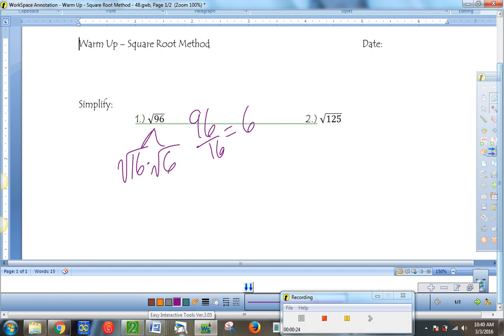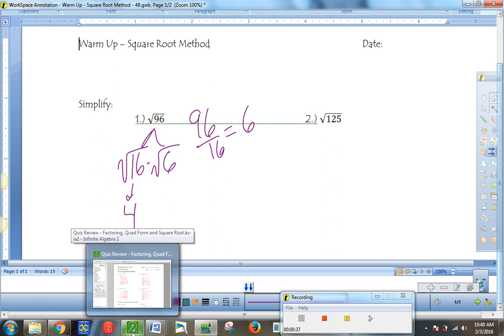Right? Hey, focus. Okay? And you can take the square root of 16, right? What is the square root of 16? 4.